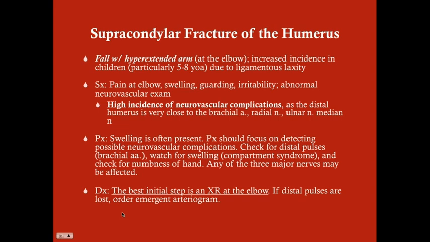As far as diagnosis, you've probably predicted by now the best initial step is going to be an X-ray, at least two directions, and if the distal pulses are ever lost, either at the radial or ulnar artery, we want to order an emergent arteriogram, because the surgeon is going to need to repair the damaged artery, and we want to know exactly where the problem is so that the surgeon knows ahead of time.